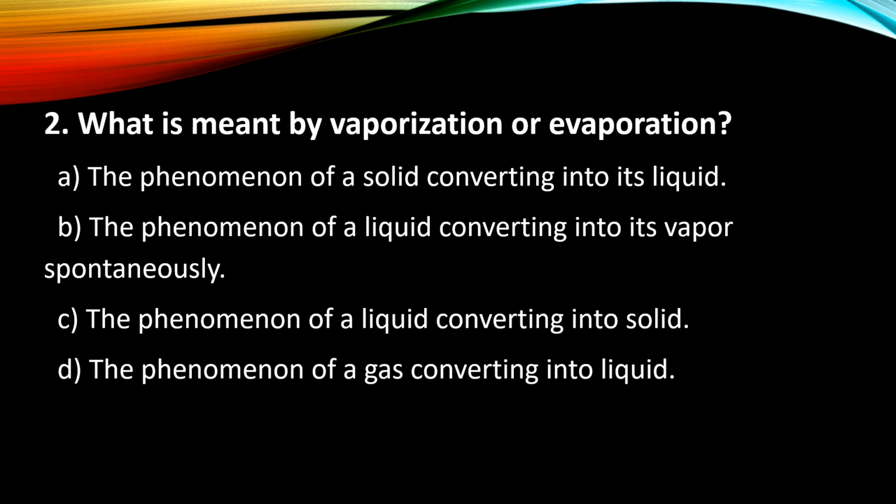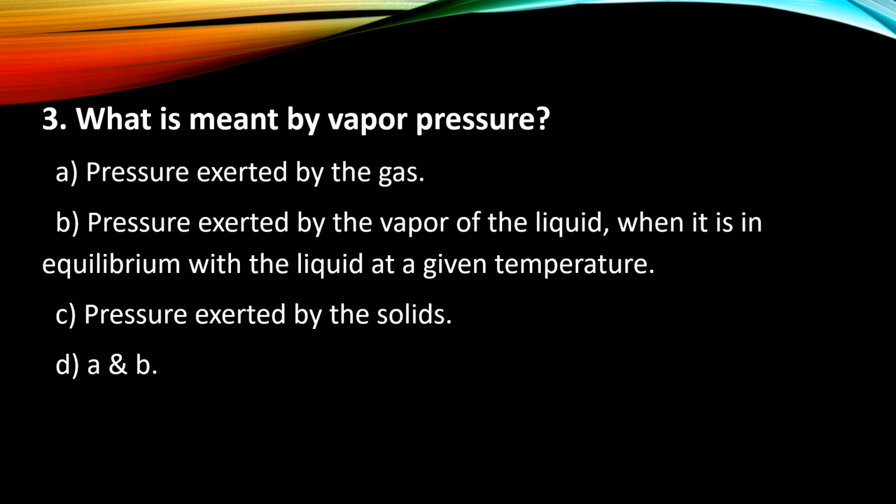What is meant by vapor pressure? Options: A. Pressure exerted by the gas. B. Pressure exerted by the vapor of the liquid when it is in equilibrium with the liquid at a given temperature. C. Pressure exerted by the solids. D. Both A and B.